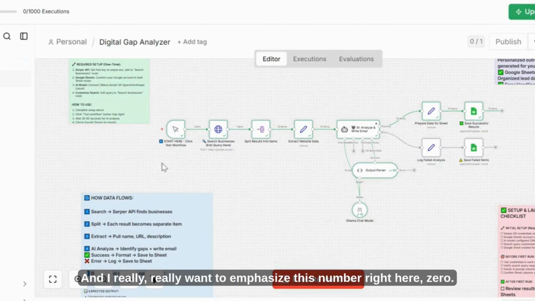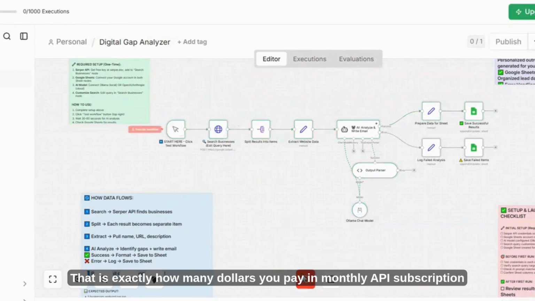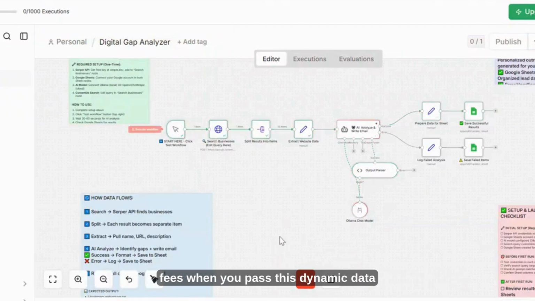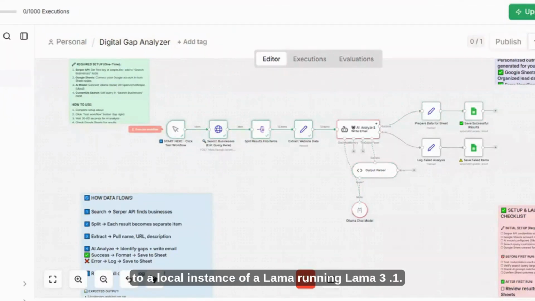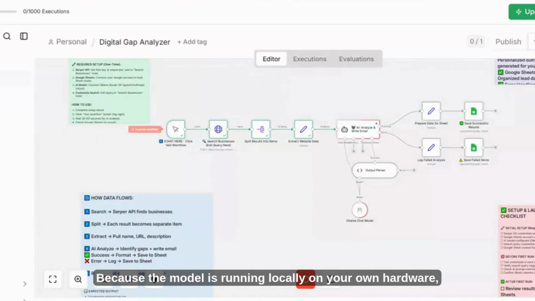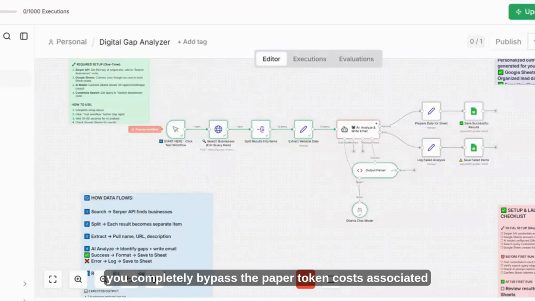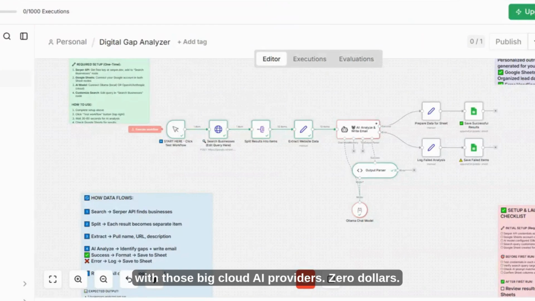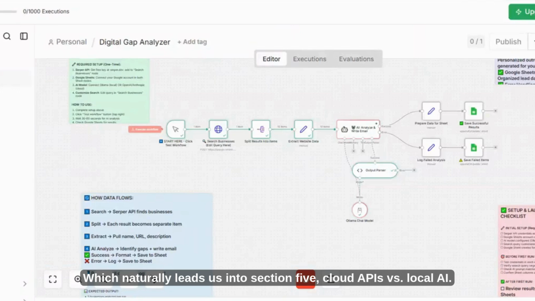And I really want to emphasize this number right here, $0. That is exactly how many dollars you pay in monthly API subscription fees when you pass this dynamic data to a local instance of Ollama running Llama 3.1. Because the model is running locally on your own hardware, you completely bypass the pay-per-token costs associated with those big cloud AI providers. $0. Which naturally leads us into Section 5, Cloud APIs vs Local AI.